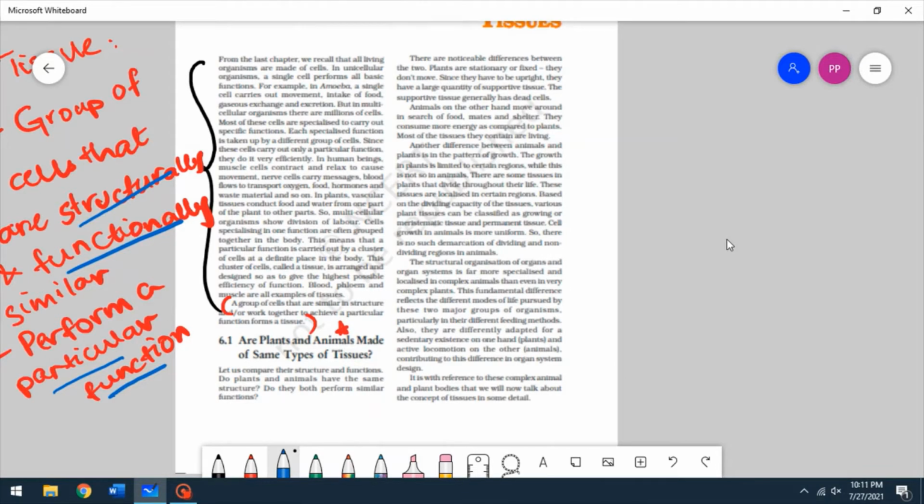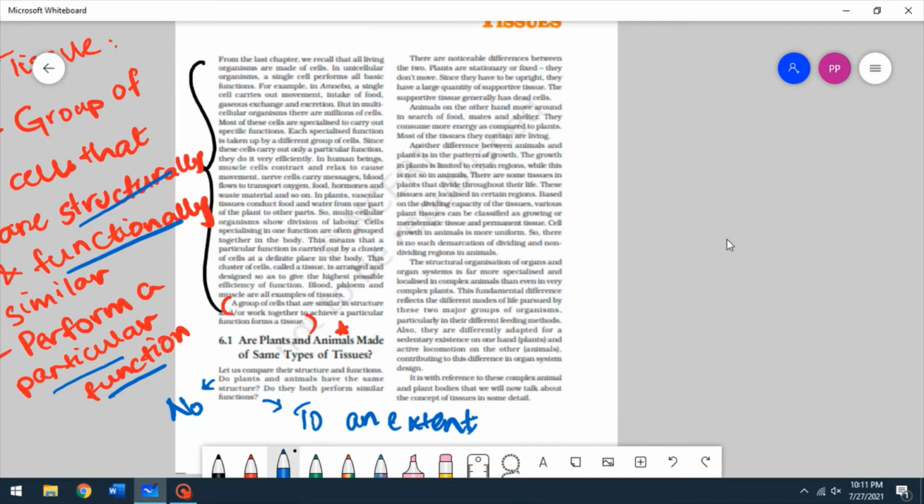Do plants and animals have the same structure? Do they? No, they don't. Do they both perform similar functions? To an extent, right? Plants and animals breathe, they perform digestion, they perform respiration, there's circulation, there's transport of food and water, and many other such functions. So the basic functions are similar to an extent.